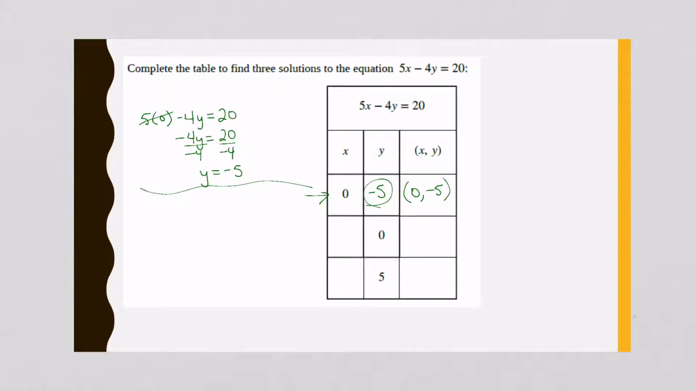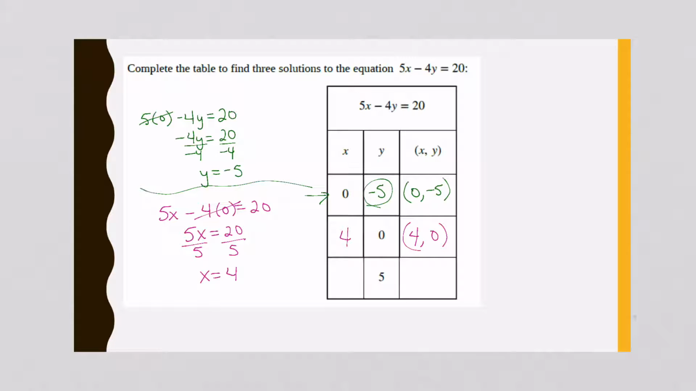Okay, let's try the next one. Now they're telling us to put 0 in for the y position. So I've got 5x minus 4 times 0 equals 20. That goes away. 5x is equal to 20. Divide by 5. X is equal to 4. So that means I have an ordered pair or a dot at 4, 0.